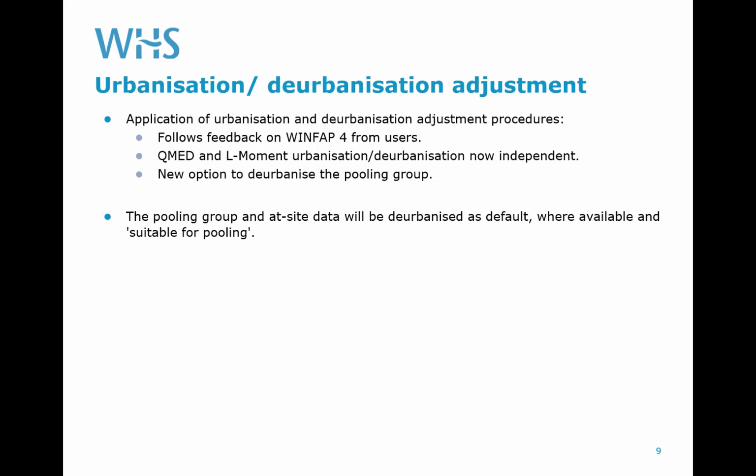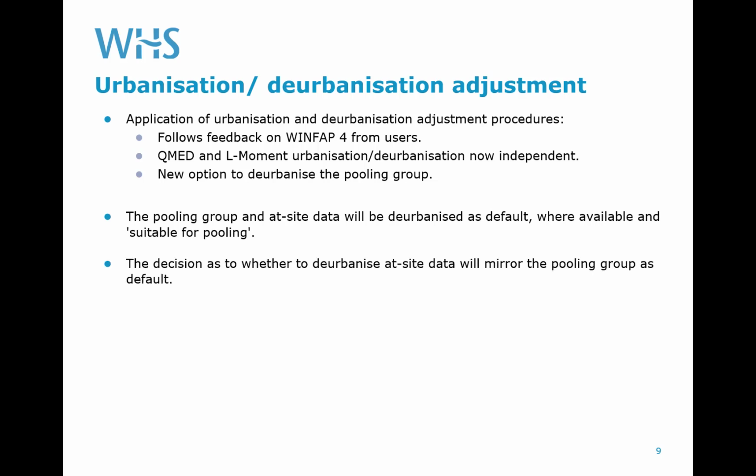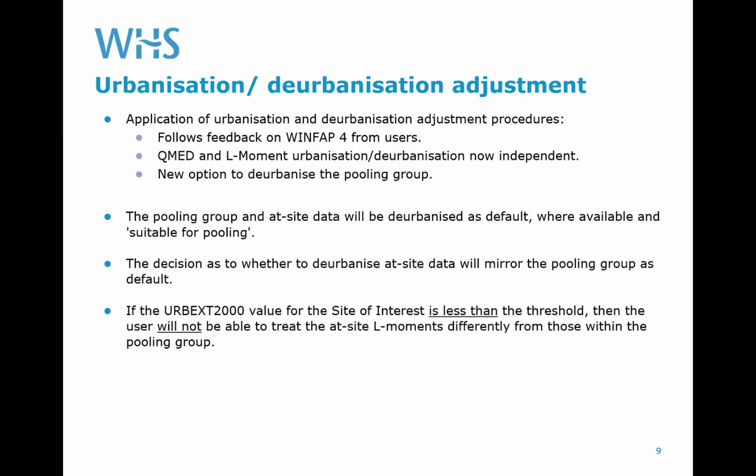By default, both pooling group data and at-site data will be deurbanised where available and where suitable for pooling. Also, by default, the decision as to whether to deurbanise at-site data will mirror that for the pooling group. On instigating a pooled analysis, a user will define the urban threshold. In practice, this is the URBEXT2000 value that a user is confident that the urbanisation algorithm can correctly adjust for. Whilst there is flexibility for a user to deurbanise, the following do apply.